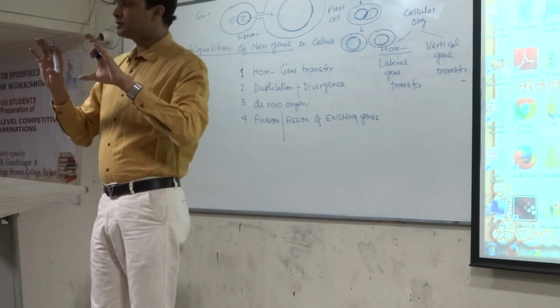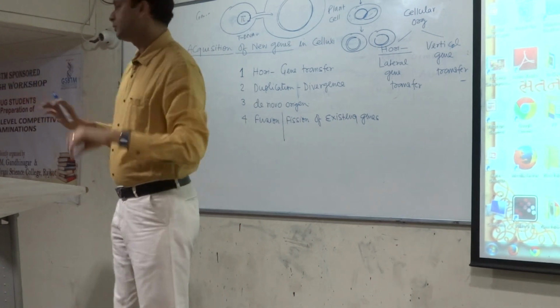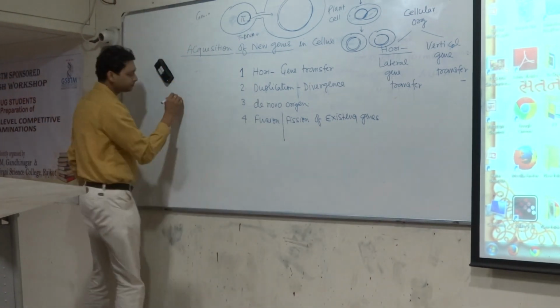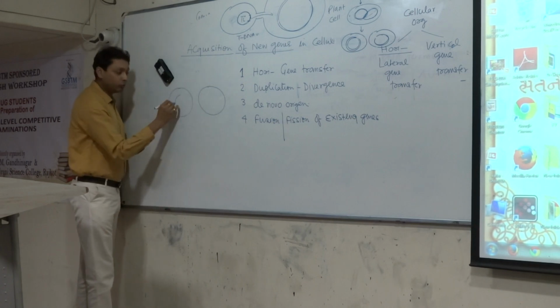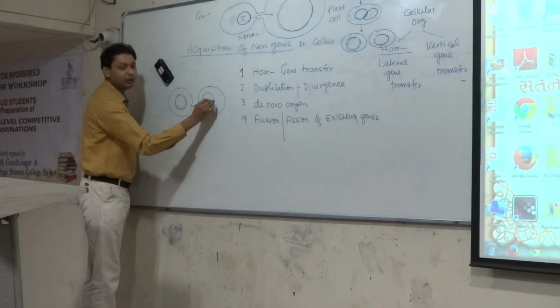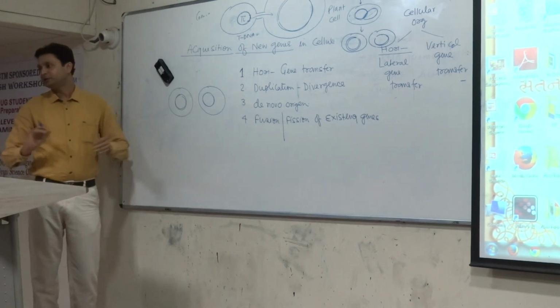There is a gene transfer between two complete organisms. For example, suppose these are two E. coli bacterial cells. These two E. coli bacterial cells are complete E. coli bacterial cells. They are independent of each other.